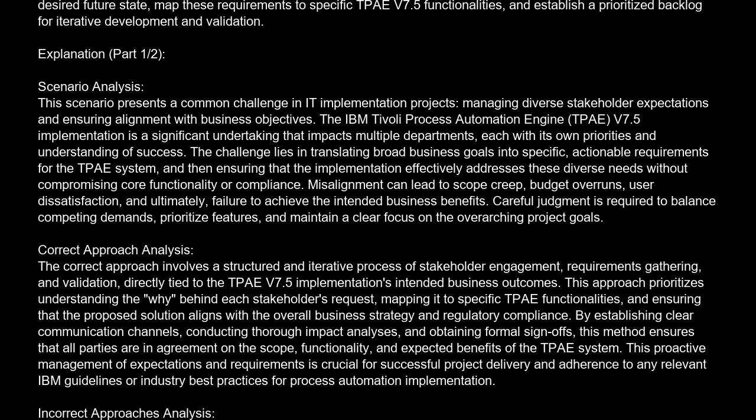The correct answer is B. Conduct a comprehensive series of workshops with each stakeholder group to document their current processes and desired future state. Map these requirements to specific TPAE V7.5 functionalities, and establish a prioritized backlog for iterative development and validation.